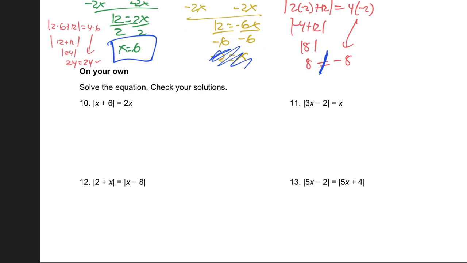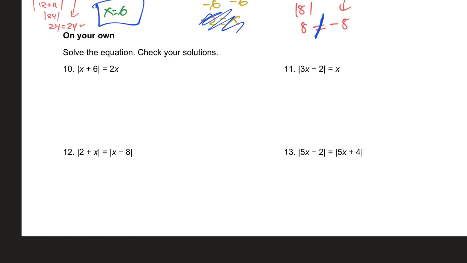Only thing that's left is for you to do on your own number 10 and 11. So when you get back, I will go over those answers. So go ahead and do on your own 10 and 11. 3, 2, 1, and go.